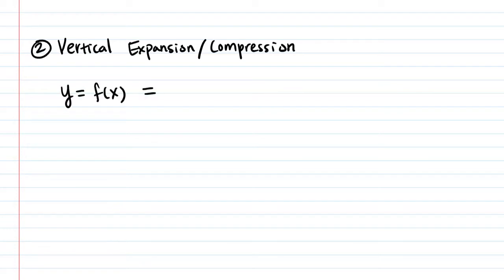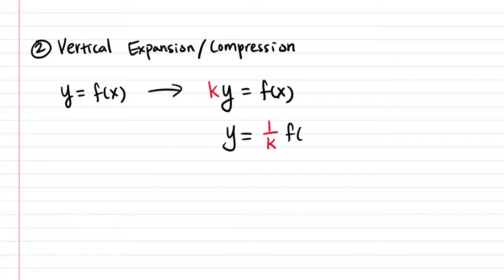So y is equal to f of x becomes k times y equals f of x. This form is to show you that k is multiplied to the y, but usually we use the form y is equal to 1 over k times f of x. So the second form is the more common form for vertical expansion slash compression.